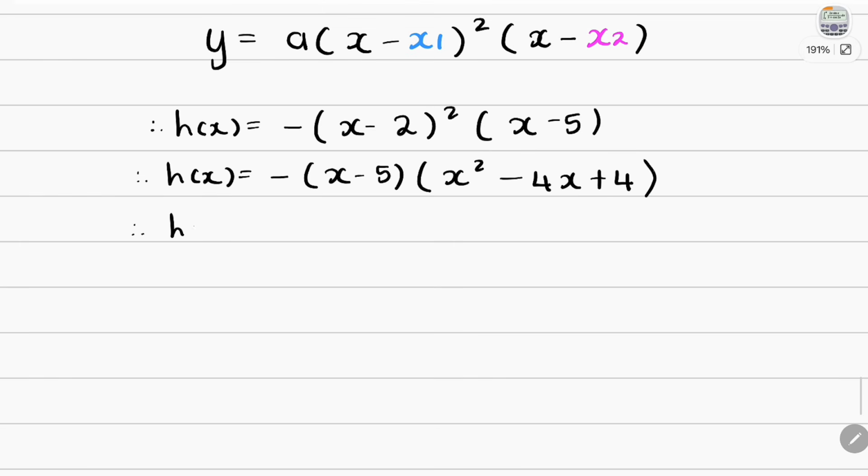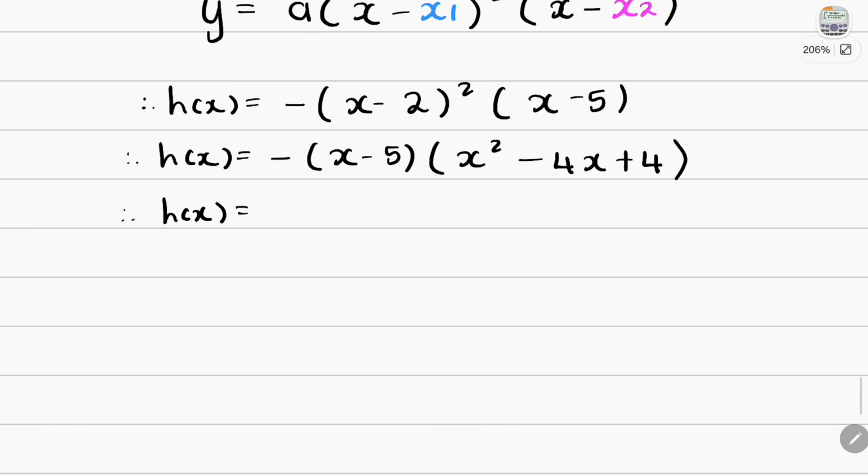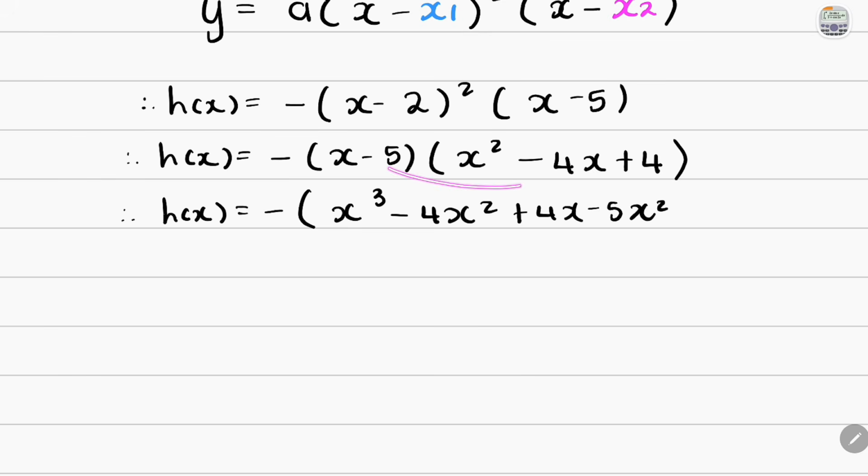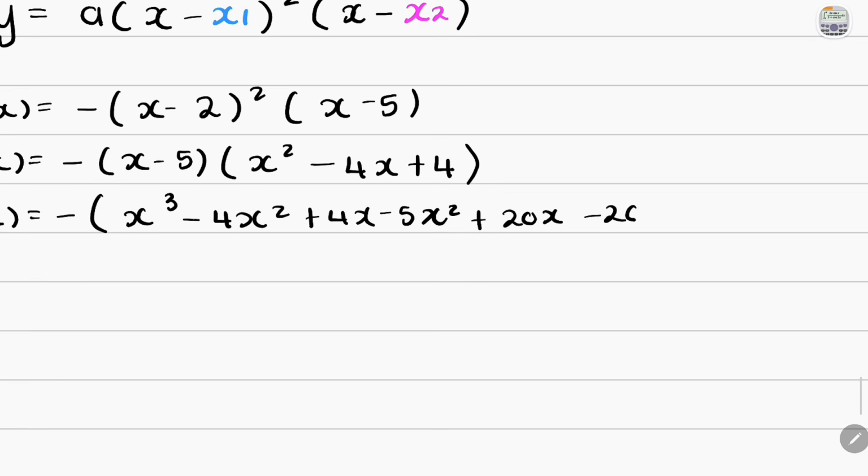And now h of x is equal to, and now we can finally distribute. So the binomial times the trinomial, that's what we're going to multiply first. So we have the negative outside, and then you multiply. We get x to the power of 3, and then negative 4x squared, and then a positive 4x. And then we're down to the second term. Negative 5 times the x squared is negative 5x squared. And then negative 5 times the negative 4, that's positive 20x. And then lastly, these two give you negative 20.